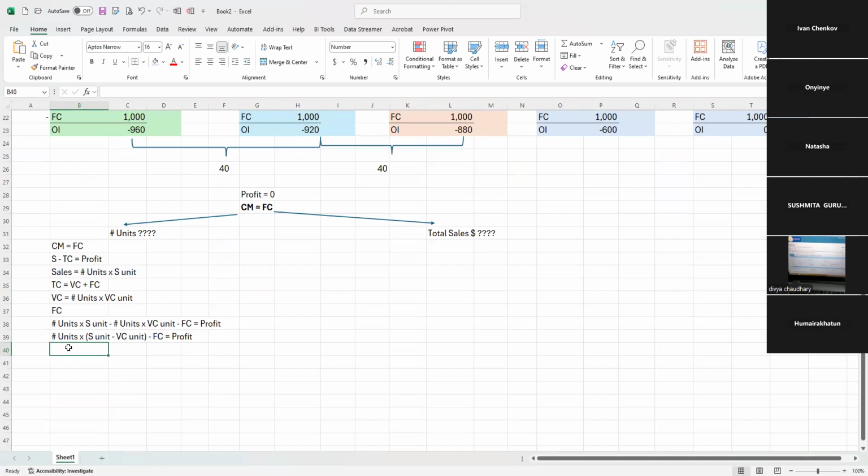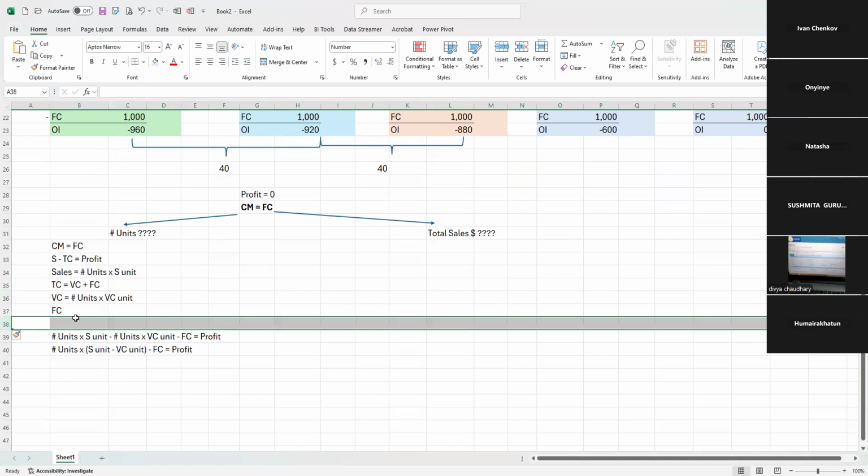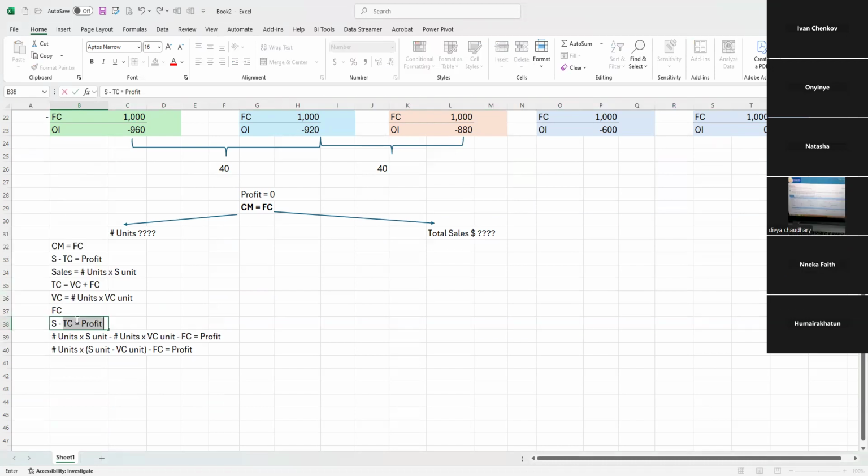Contribution margin per unit. So let's add it here somewhere: the sales minus the variable cost is going to be the contribution margin. So what that means is that number of units times contribution margin per unit, I have to make equal to my fixed cost, correct? If I do that, my profit will be 0.